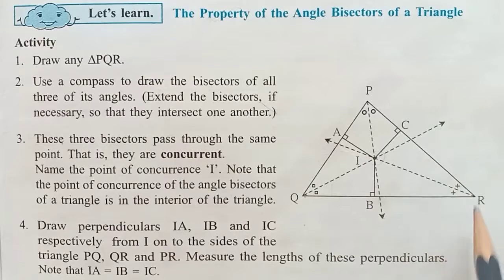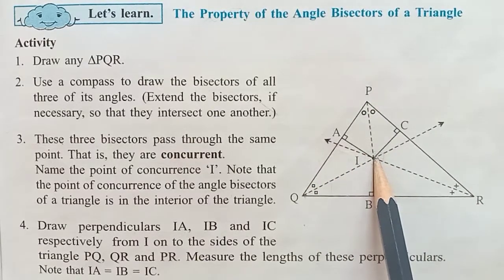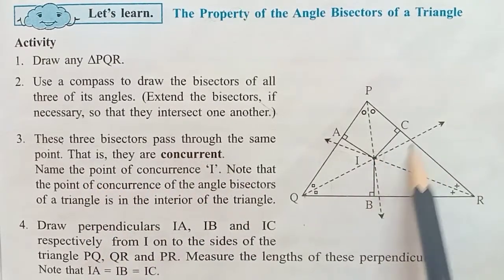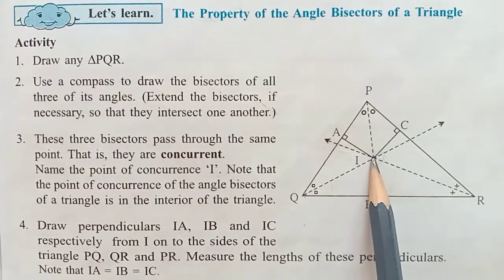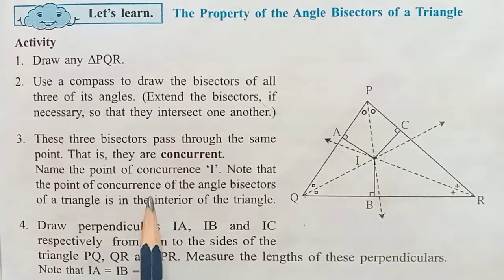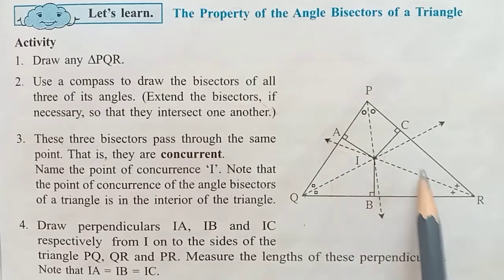These three bisectors, 1, 2 and 3, pass through the same point. That is, they are concurrent, because they pass through the same point. Name the point of concurrence I. Note that the point of concurrence of the angle bisectors of a triangle is in the interior of the triangle.